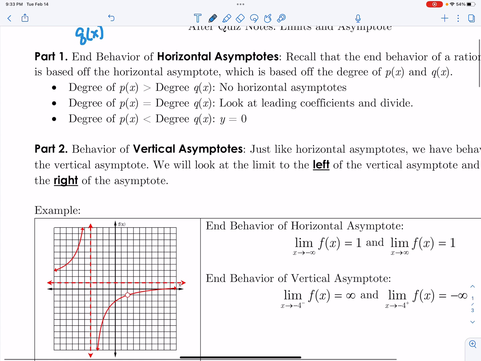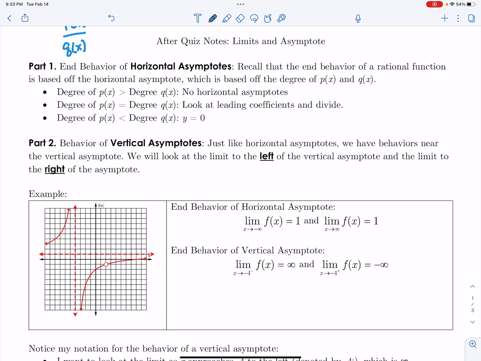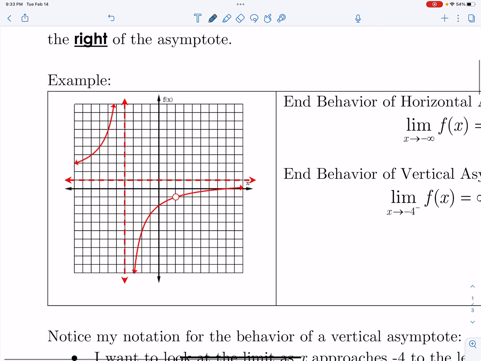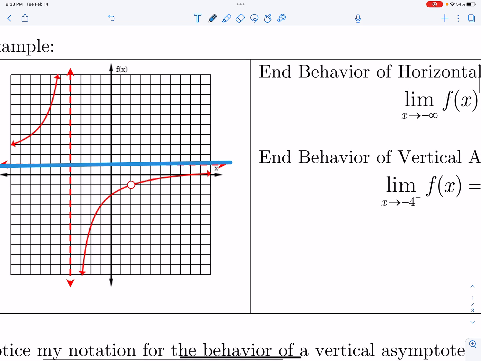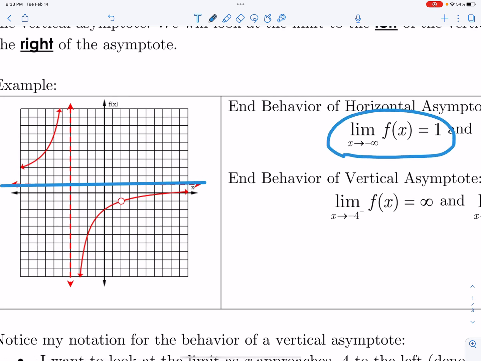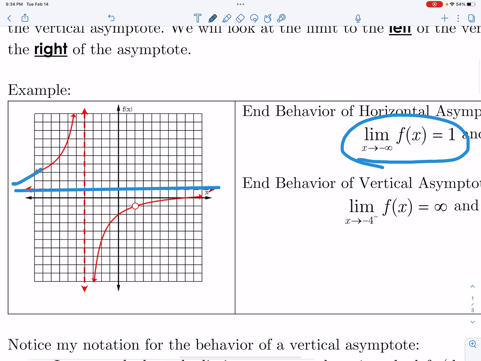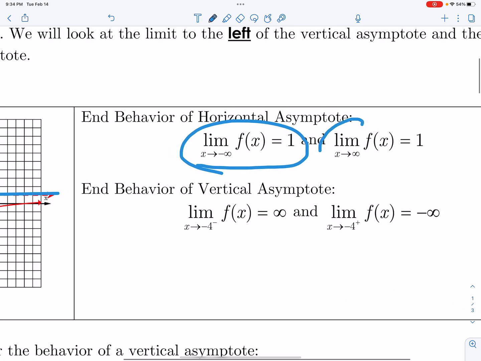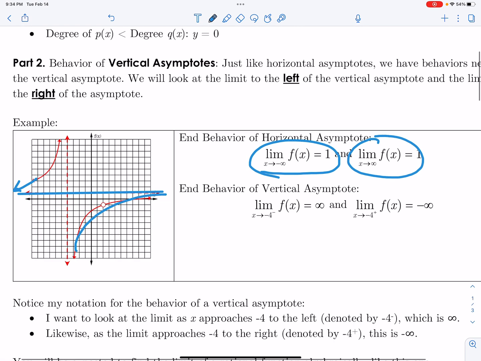Now, looking at my vertical asymptotes, this is where I look at my end behavior coming from the left side of my vertical asymptote and the right side of the vertical asymptote. Notice in this example, I have a horizontal asymptote at 1. So this tells me that as the limit of x approaches negative infinity, f of x will approach 1, going from the left side. Likewise, as x approaches positive infinity, it approaches 1 too. So that's my end behavior of the horizontal asymptote.